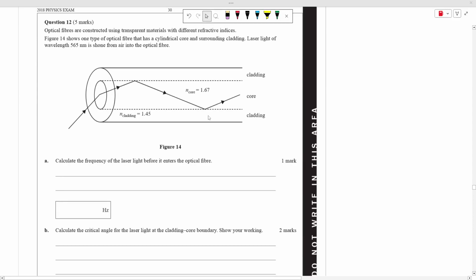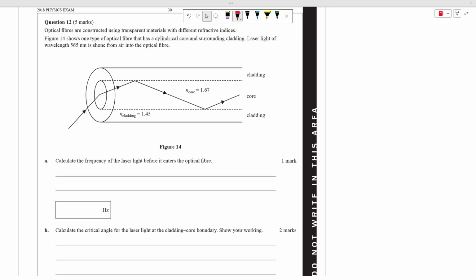Question 12. Optical fibers are constructed using transparent materials with different refractive indices. Figure 14 shows one type of optical fiber that has a cylindrical core and surrounding cladding. Laser light of wavelength 565 nanometers is shone from air into the optical fiber. Cool, so we're going from air into the core of the fiber, and then there's a cladding around it with different refractive indices. Calculate the frequency of the laser light before it enters the optical fiber.